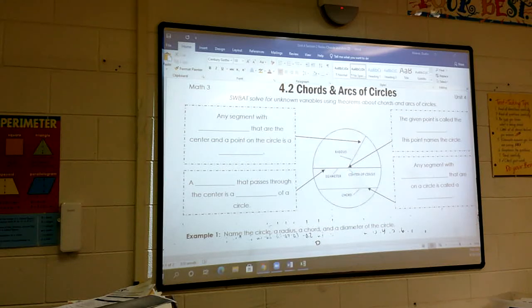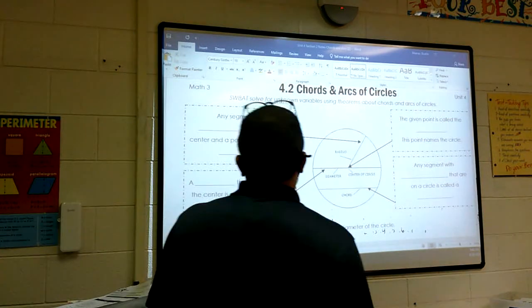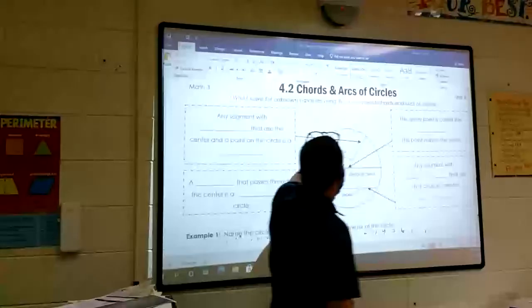So 4.2, chords and arcs of circles. The goal is to solve for x, basically. It's going to be for an unknown variable, which is either x, y, whatever they decide to put there, using things that we know about chords and arcs of circles.